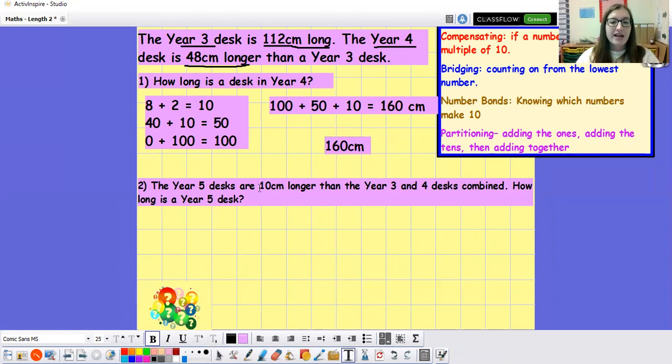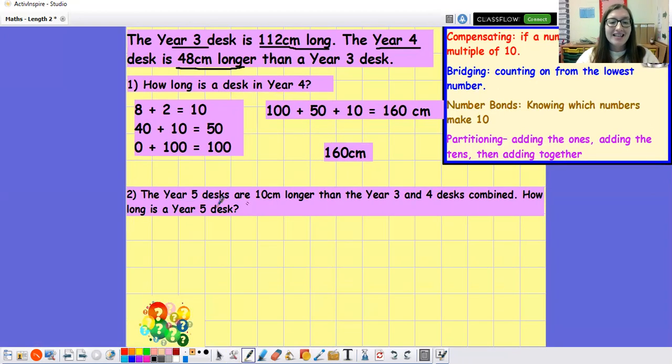So the year 5 desks are 10 centimetres longer than the year 3 and 4 desks combined. How long is a year 5 desk? So the year 5 desks, they're 10 centimetres bigger than what a year 3 and year 4 one are together. So we need to find out what the year 3 and 4 ones are together, and we need to find out what 10 centimetres longer than that is.